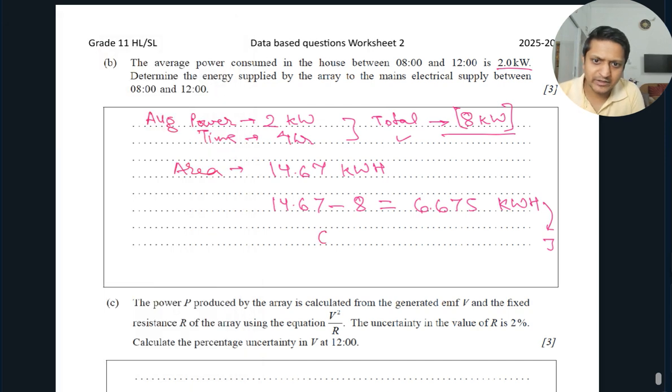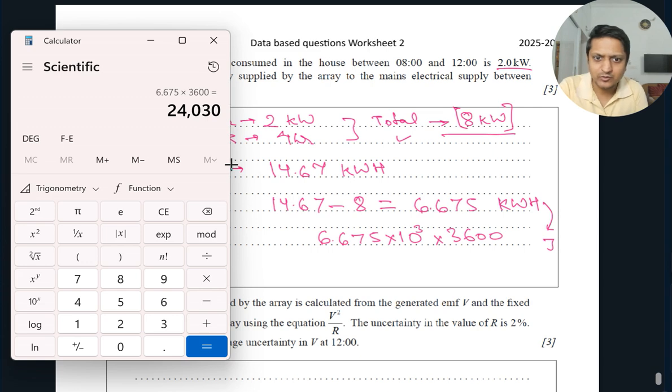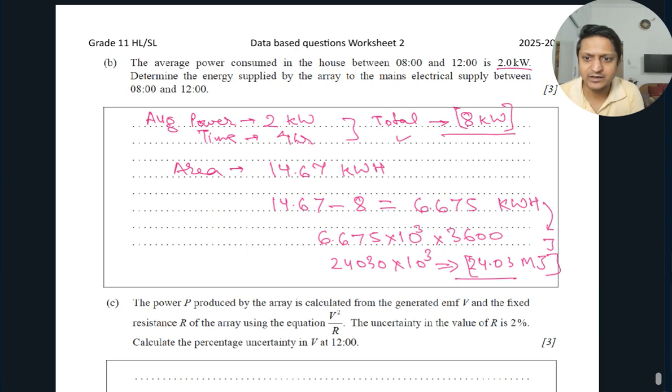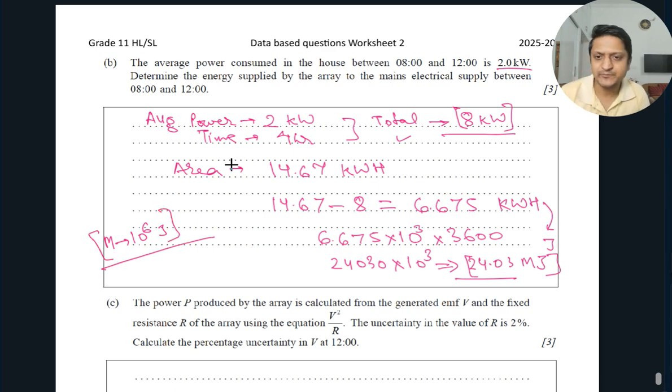So it would be required like this: 6.675 into 10 raised to power 3 into 3600. So we got 24030 into 10 raised to power 3. So we can have a point here, so this will be 24.03 megajoules, because mega is 10 raised to power 6 joules. So this is how you have to solve the B part.